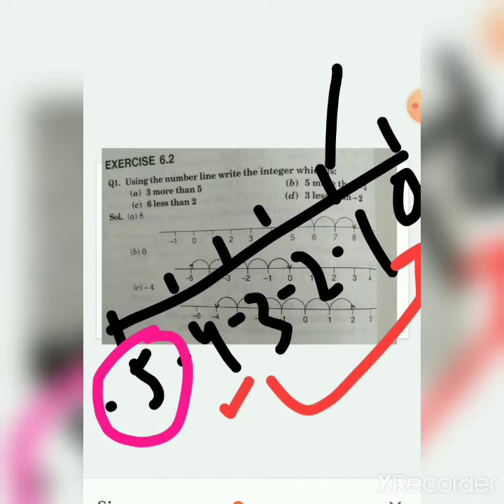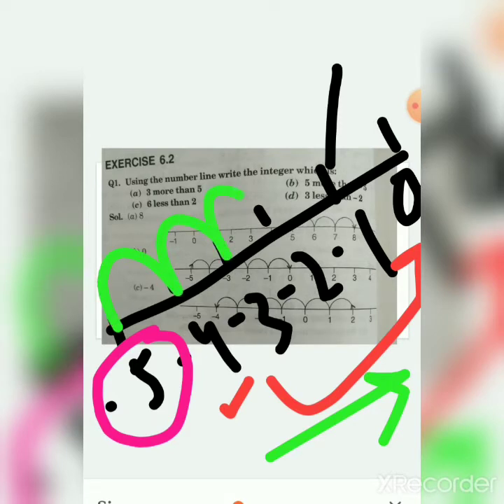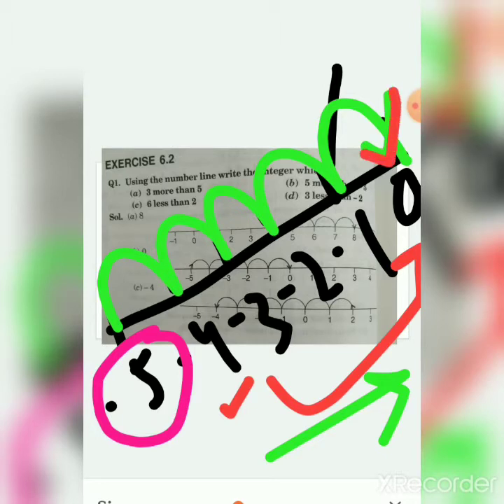So more than, we will go from this side to this side. So 5 more than will mean 5 steps. 1, 2, 3, 4, 5. So 5 more than minus 5 will lie where? It will lie on 0. Okay, it will lie on 0. This is the 0 here. Yes. So in the same way you can do all the rest of the questions.